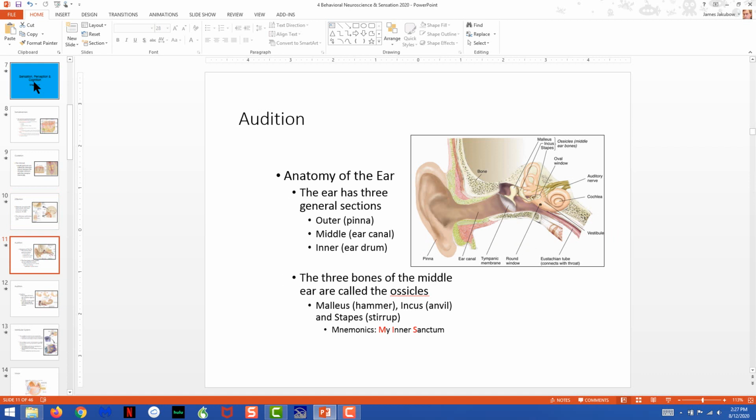Hearing, or more formally audition, of course comes from your ear. Your ear has three general areas, the outer, middle, and inner. And there are three bones inside your ear called ossicles. You should be aware of the Latin terms malleus, incus, and stapes rather than hammer, anvil, and stirrup, which is oftentimes taught in middle school. So malleus, incus, and stapes, my inner sanctum, is a little mnemonic I've given you.